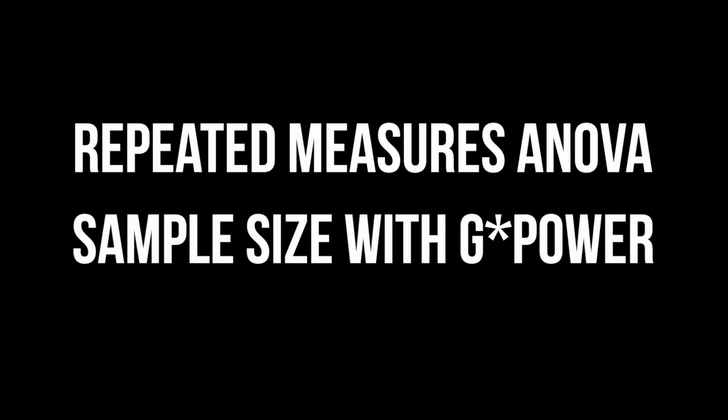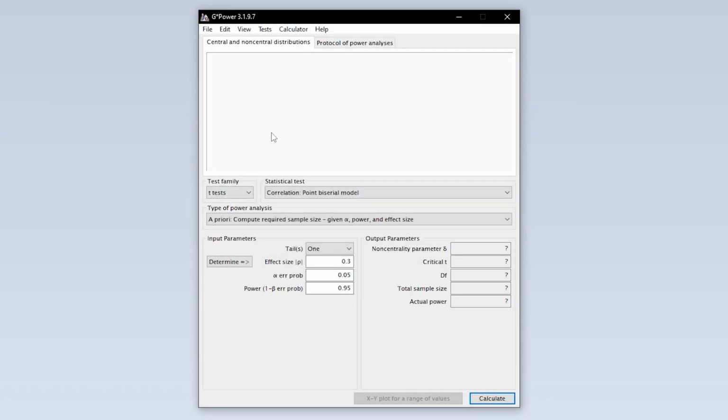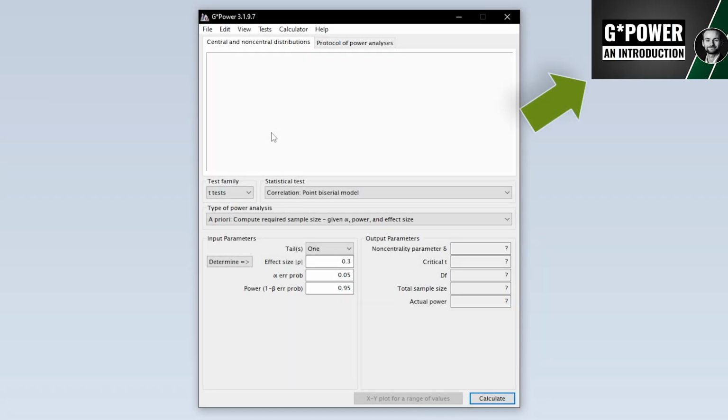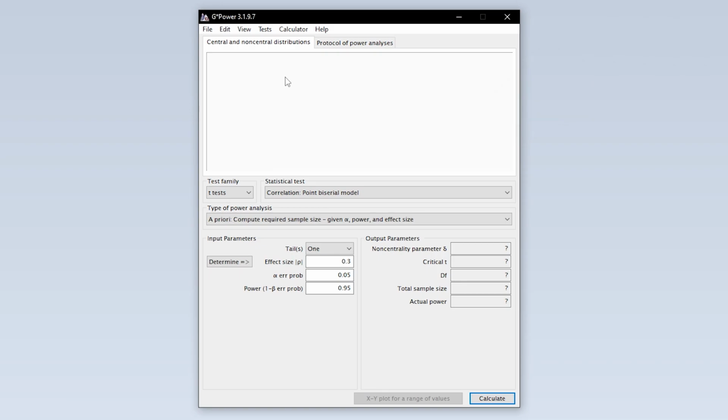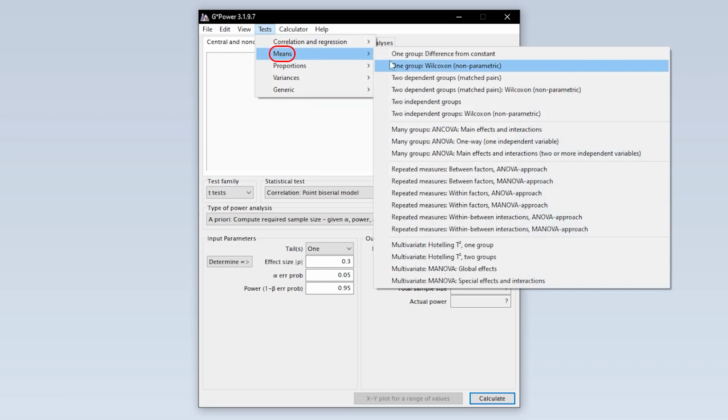This tutorial shows you how to calculate the minimum required sample size for the repeated measures ANOVA with G-power. When we start G-power, we get this overview by default. We now need to select the repeated measures ANOVA first. Select it via Tests, Means, Repeated Measures, Within Factors, ANOVA approach.